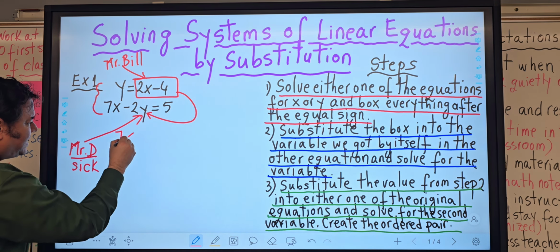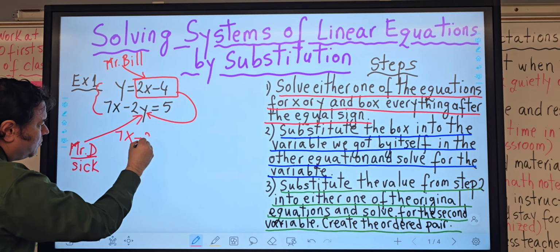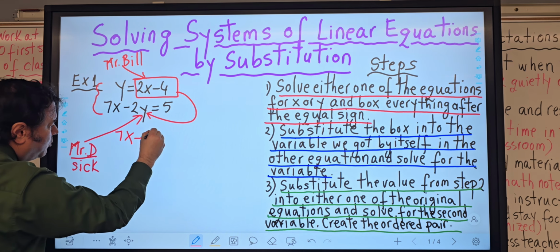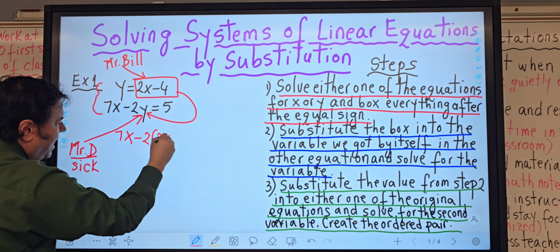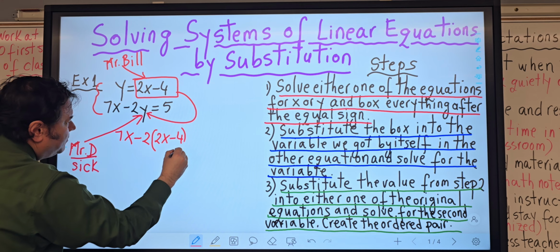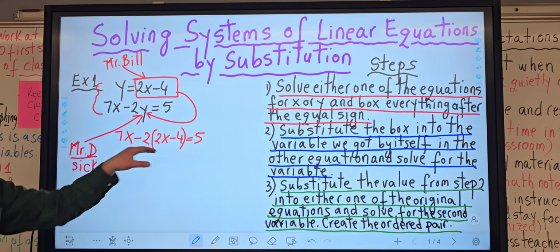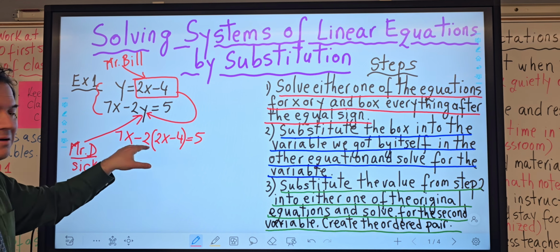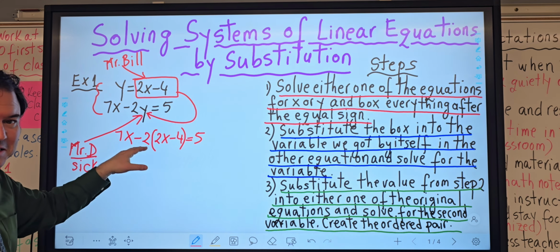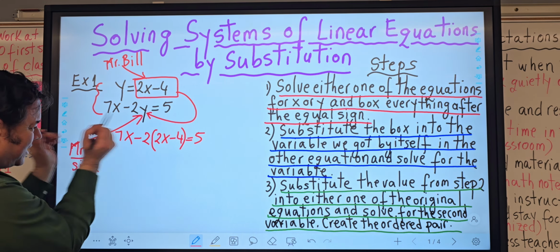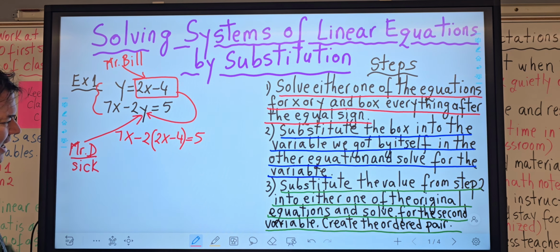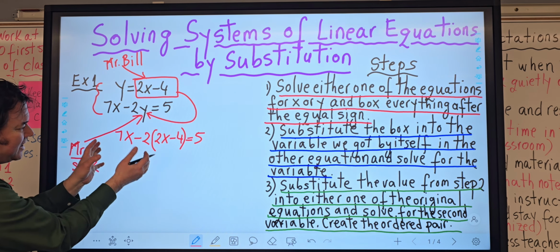So we have 7x minus 2. Instead of y, we are going to put the box. 2x minus 4 equals 5. You see, we don't have any more y. We just have the x. So now we can solve for that variable for x and get the answer. Okay, so let's solve for x now.